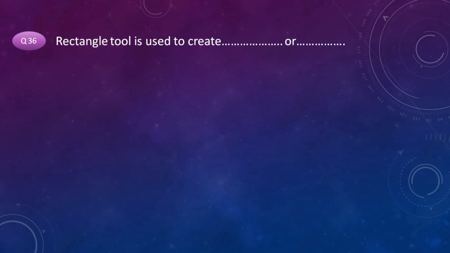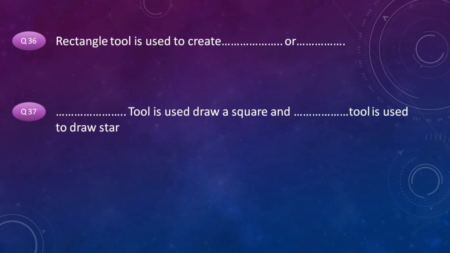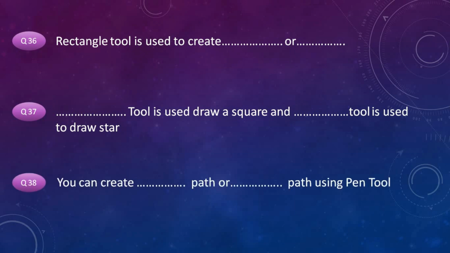Rectangle tool is used to create dash and dash. Dash tool is used to draw a square, and dash tool is used to draw a star. You can create dash path or dash path using pen tool.